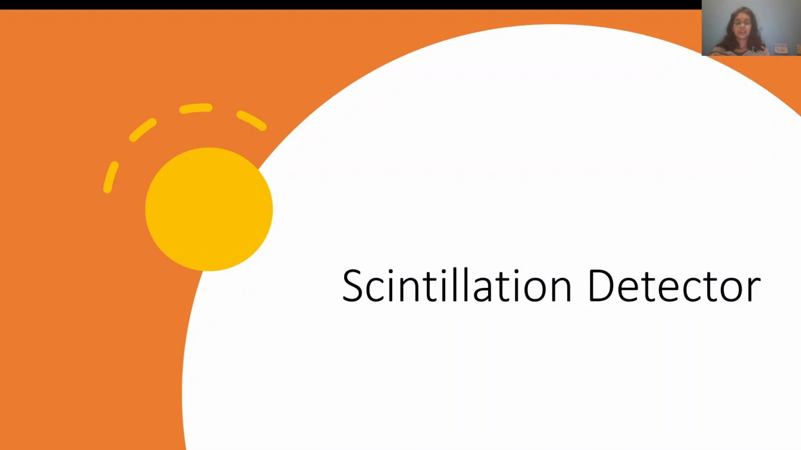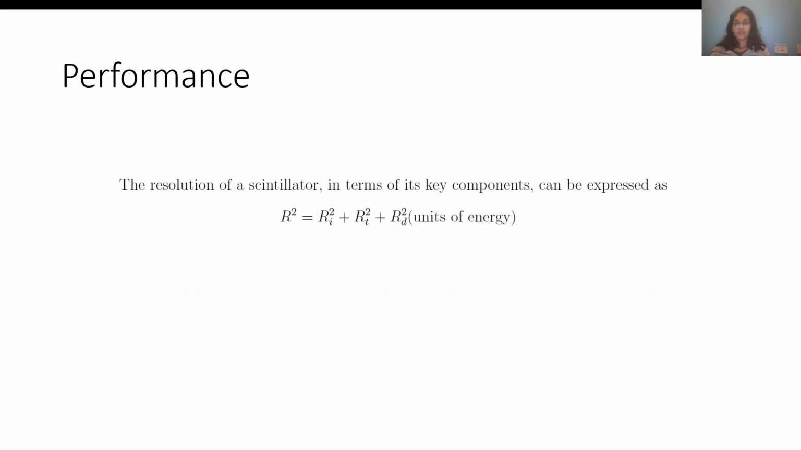Next class we'll discuss is scintillation detector. The performance of the scintillation detectors in terms of its key components can be expressed as R squared, which is the resolution of the scintillator, Ri, which is the intrinsic resolution of the scintillator, Rt, the resolution contribution due to transfer of photons from scintillator to the photon detector, and Rd is the contribution due to photon detector.